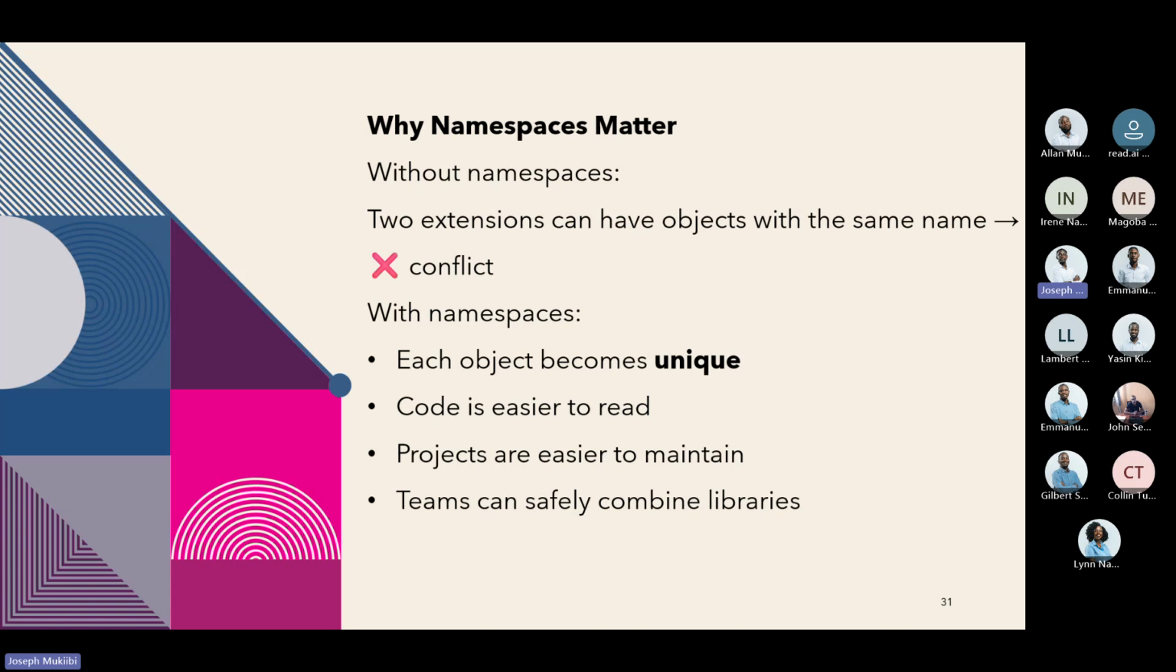So without namespaces, two extensions can have objects with the same name. This will cause a conflict. But when you're using the namespace, each object becomes unique. Code is easier to read, projects are easier to maintain, and teams can safely combine libraries.